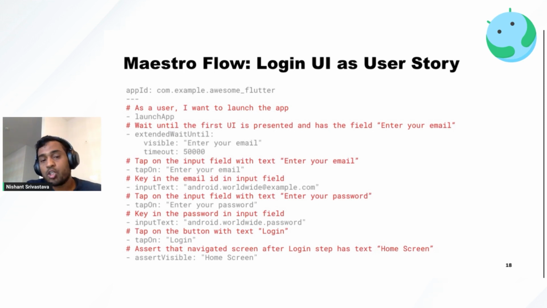As a user, I want to launch the app. You just basically call launch the app. You say wait until the first UI is presented, has a field, enter your email, extend wait until, certain keywords that Maestro uses, and then you just basically write your test all the way till the end.